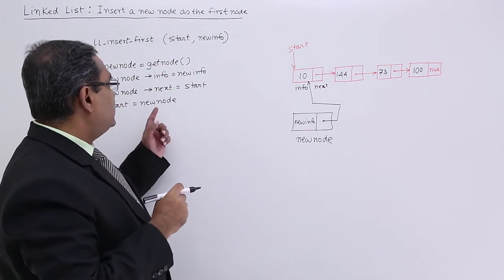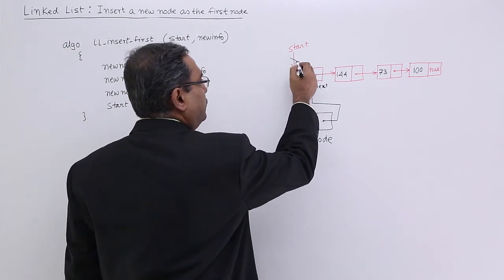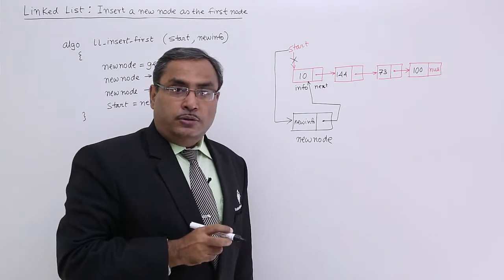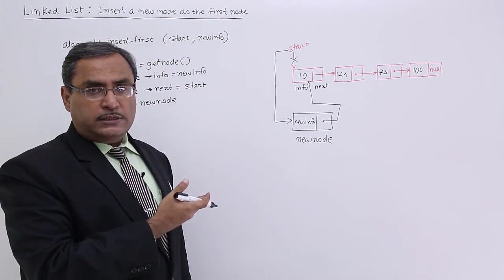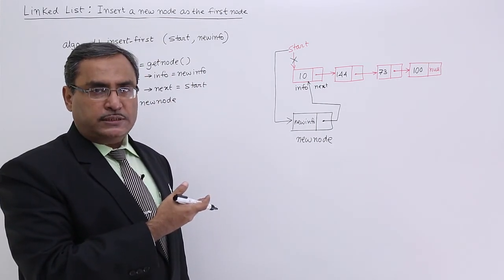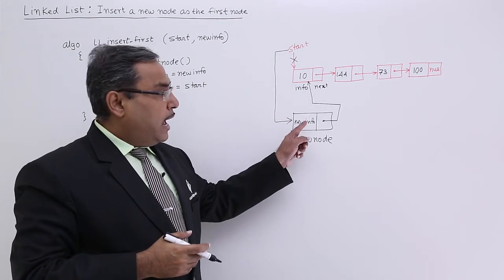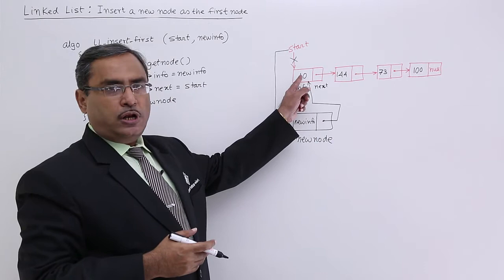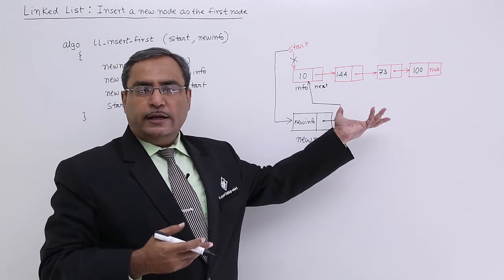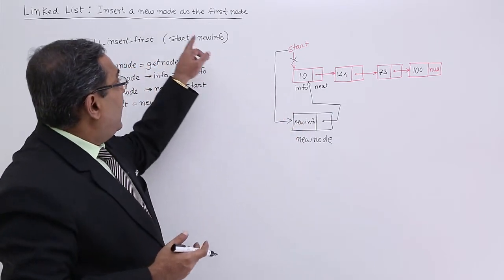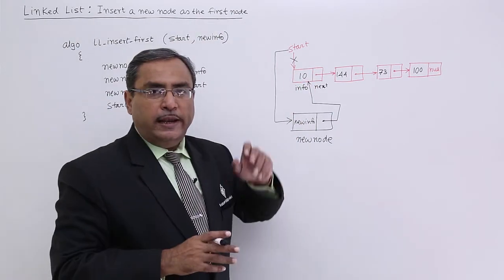Now, start is equal to new node. So, this link will not be existing. So, start will be equal to new node. You see it is nothing but just we are doing some link field updations. So, start will be pointing to this particular node, and this node will be pointing to this particular node, and rest of the nodes I did not update anything. So, in this way this node has got inserted as the first node of the linked list.